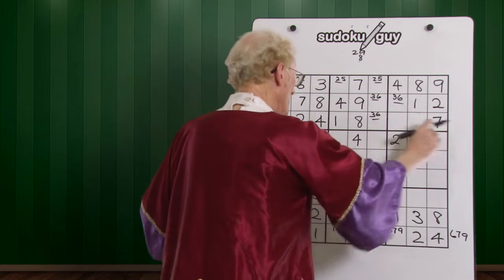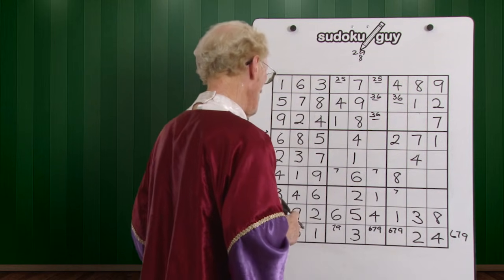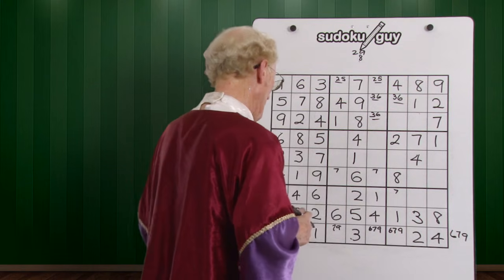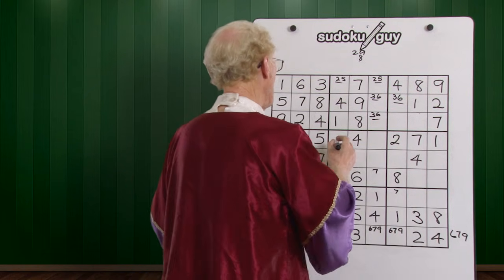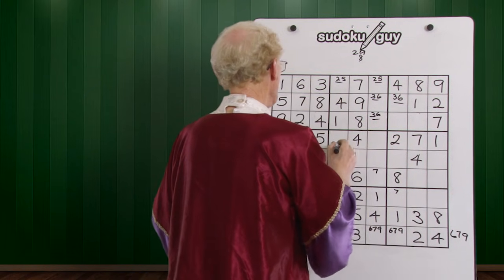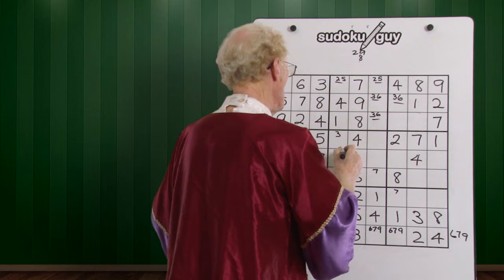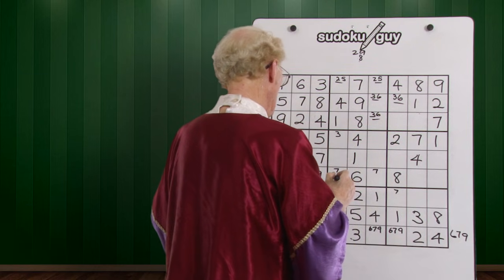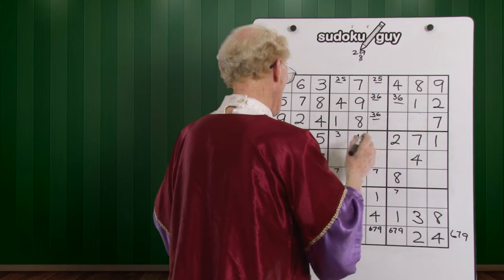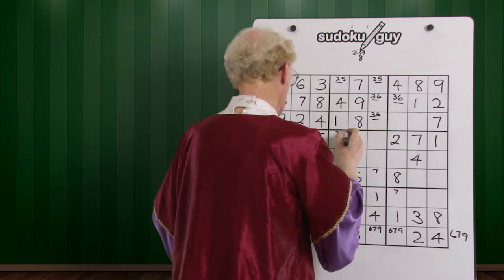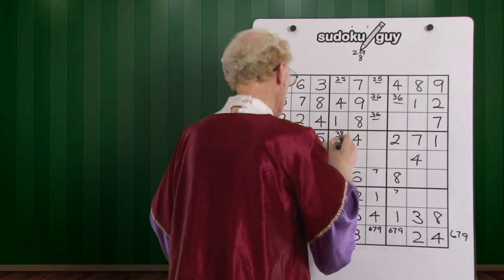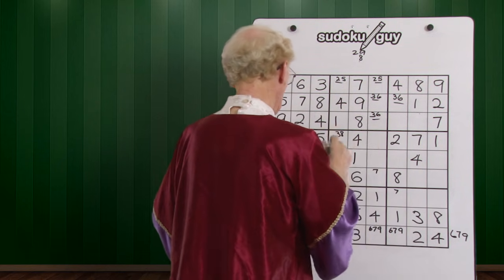Here's a row that's got 2 missing. I wonder what they are. Let's check. This is a 1, 2, 3. We're missing a 3 in here. 4, 5, 6, 7, 8. We're missing a 3, 8. That's what we're missing.